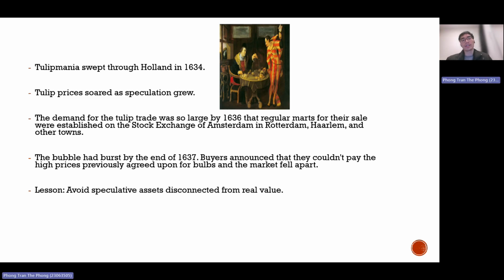So what's the lesson here? It is to avoid speculative assets disconnected from real value. And when you think about it, tulips are, at the end of the day, just flowers, which can exist for one or two months. I mean, I'm not an expert, you can correct me on that, but you know what I mean. It doesn't have any real value at all.